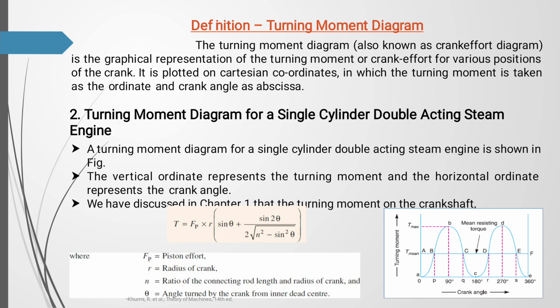The formula is represented here. The torque T equals Ft into R times sine theta plus sine 2 theta divided by 2 root of n square minus sine square theta. So this is the final torque equation of a single cylinder double acting steam engine. While we are solving a problem, this formula is very important.